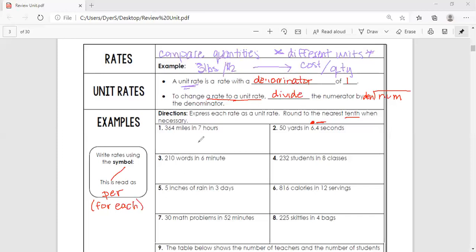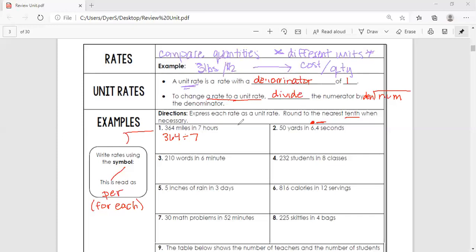Okay, there we go. All right, so 364 miles in 7 hours. You'll be happy to know that you can use your calculator for this little section, because this is, oh my goodness, it's thunder. This is not a lesson on division. This is a lesson on rates. So when we do that, we would put into your calculator 364 divided by 7.